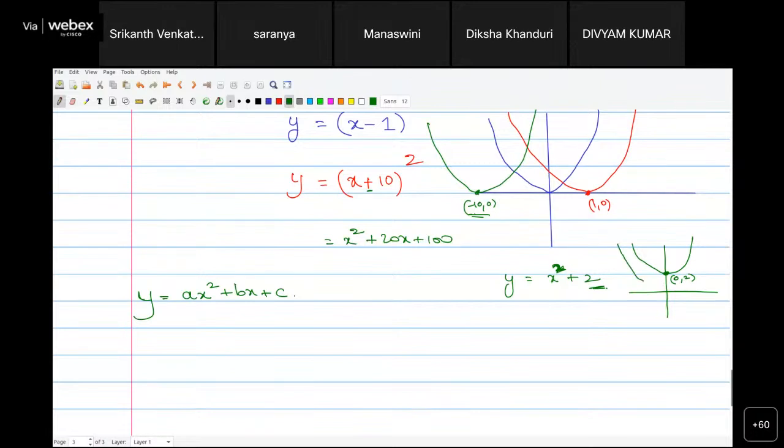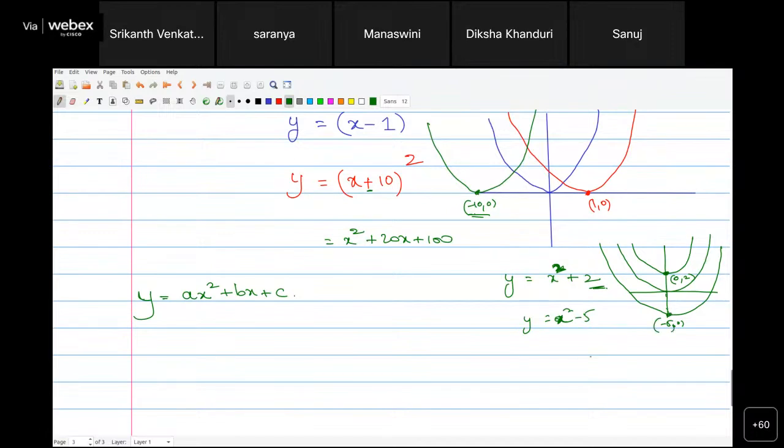So this is the x square we have. If I add 2, my graph will shift 2 units above. If I subtract 5, it will move 5 units downwards. It will come 5 units below. This will be 0 comma minus 5.